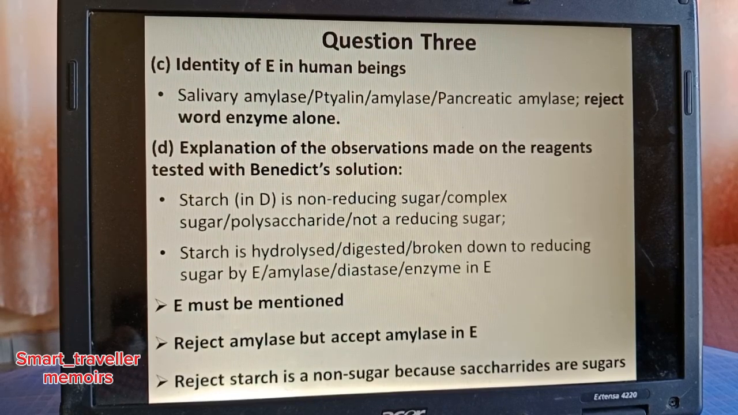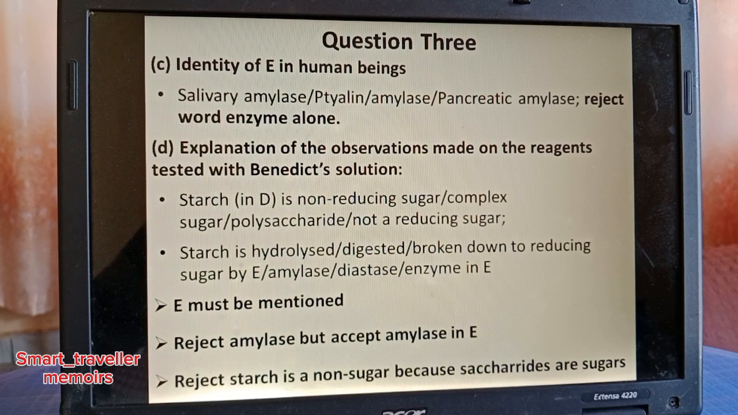Identity of E in humans is salivary amylase or ptyalin, or you could have said amylase or pancreatic amylase. Reject enzyme alone, or somebody saying E is an enzyme, you reject.